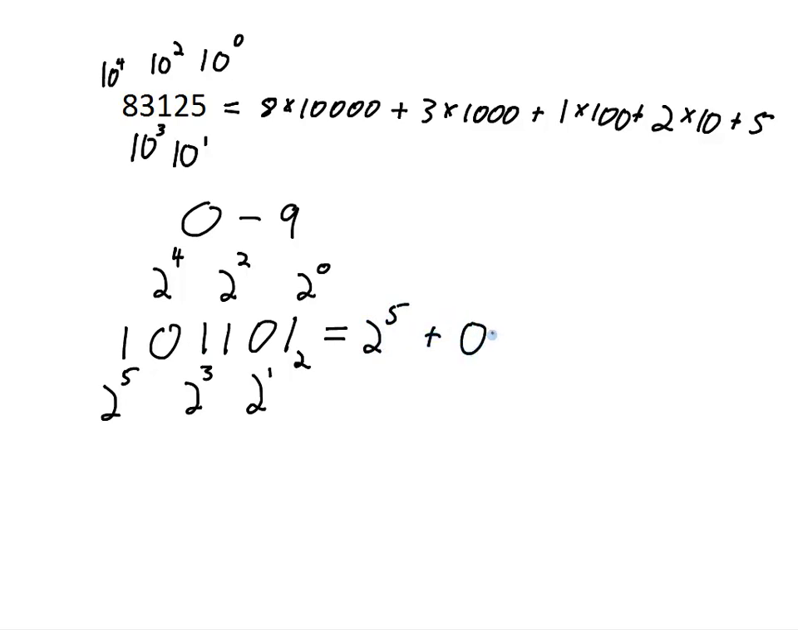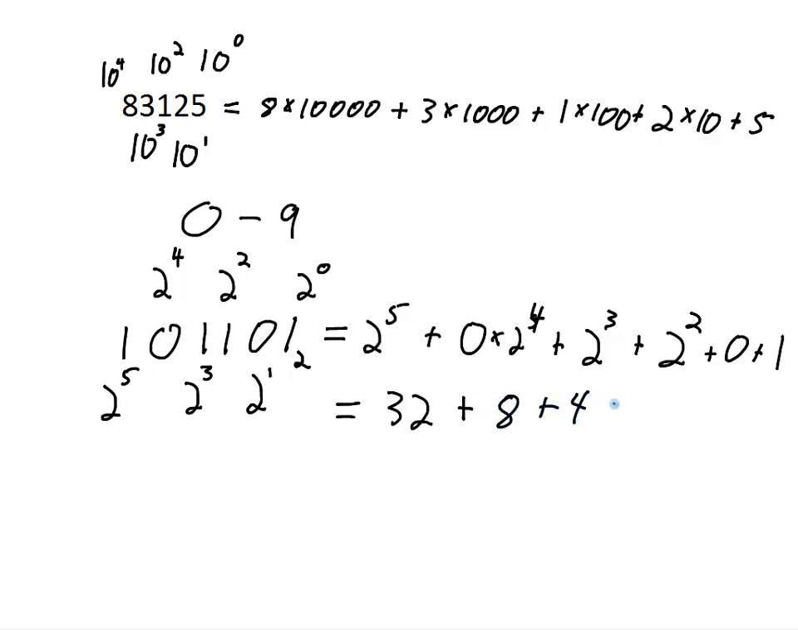plus 0 times 2 to the 4th, plus 1 times 2 to the 3rd, plus 1 times 2 squared, plus 0 times 2 to the first power, so that'll be just a 0, plus 1 times 2 to the 0 power. And if we add all these numbers together, we have 32 plus 0 plus 8 plus 4 plus 1, which is equal to 45 in base 10.